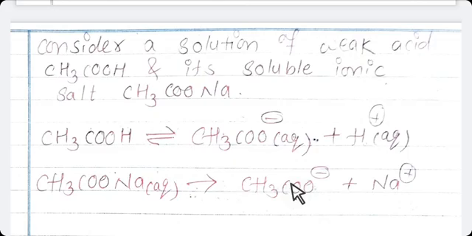Sodium acetate dissociates completely, therefore it provides a high concentration of acetate ion. According to Le Chatelier's principle, the addition of acetate from sodium acetate to the solution of acetic acid, means this sodium acetate is added to the solution of acetic acid, the result is that the equilibrium of dissociation of acetic acid shifts to the left side.